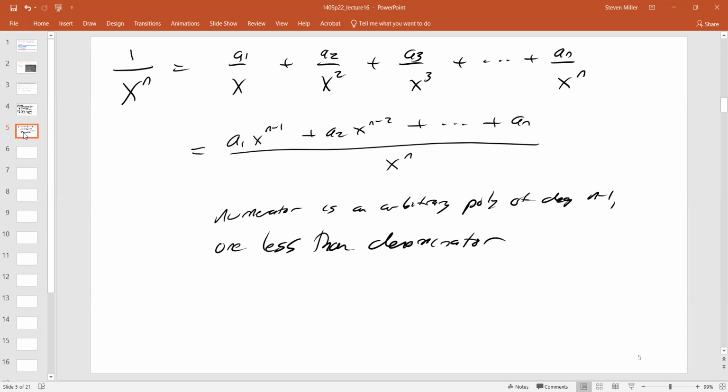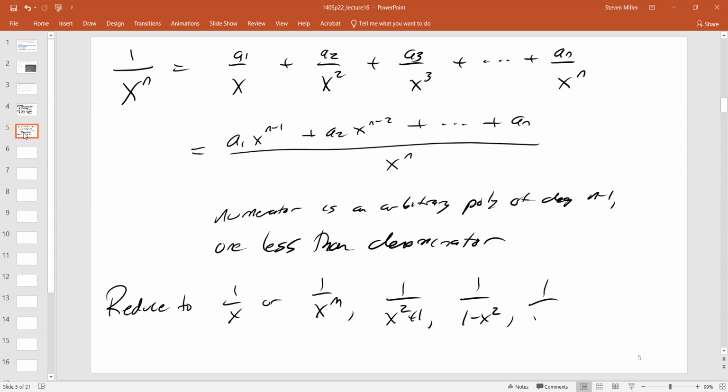Okay. And so we can reduce to basically 1 over x to the m, then 1 over x squared plus 1, and 1 over 1 minus x squared. Basically, or I guess 1 over x squared minus 1. We can essentially reduce things to being one of these. And that's it. Now we've reduced it to something we know.